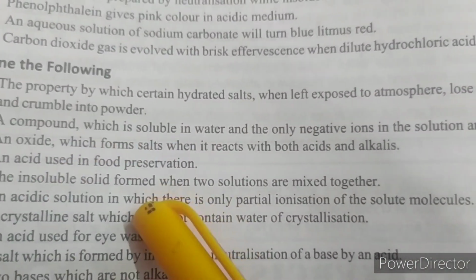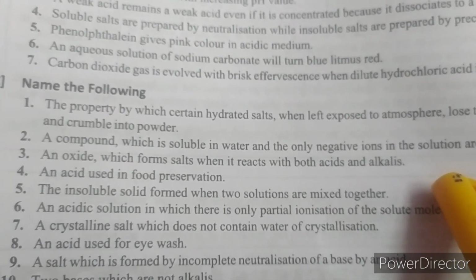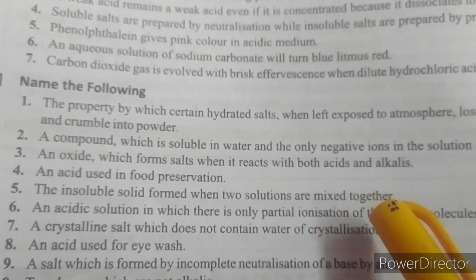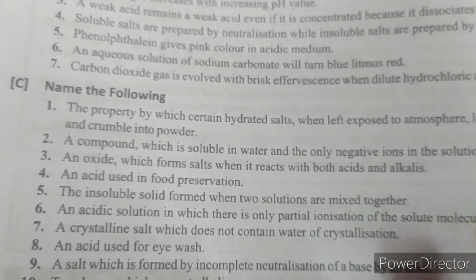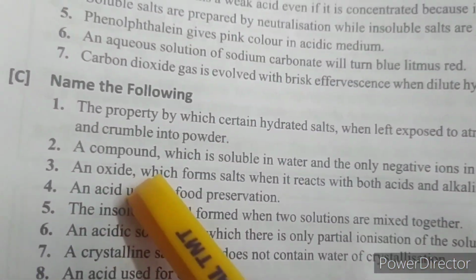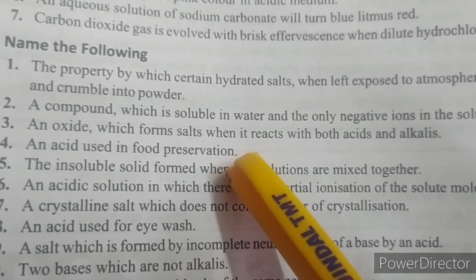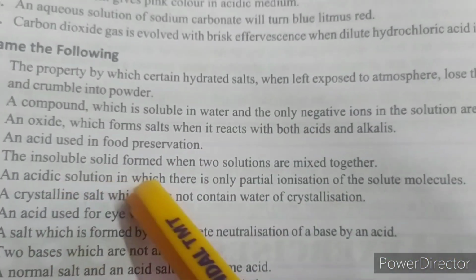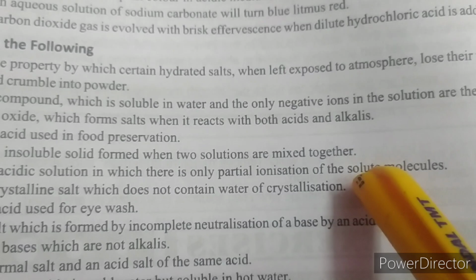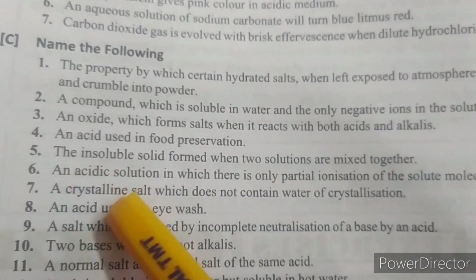An oxide which forms salts when it reacts with both acids and alkalis. So that oxide is termed an amphoteric oxide, and you can even quote one example in the bracket, that is aluminium oxide or lead oxide or zinc oxide. An acid used in food preservation, that is citric acid. The insoluble solid formed when two solutions are mixed together, that is precipitate. So here answer number 5 is precipitate.